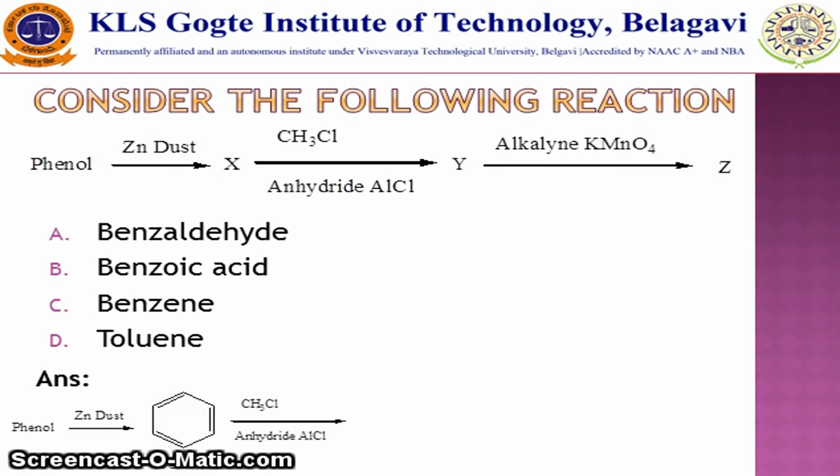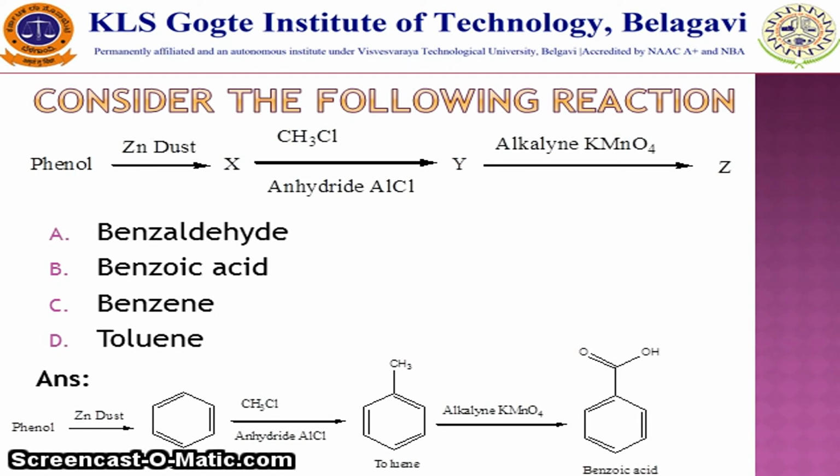The phenol zinc test gives rise to benzene, and then Friedel-Crafts alkylation gives toluene, then oxidation by KMnO4 gives benzoic acid. This is how you should solve these problems.